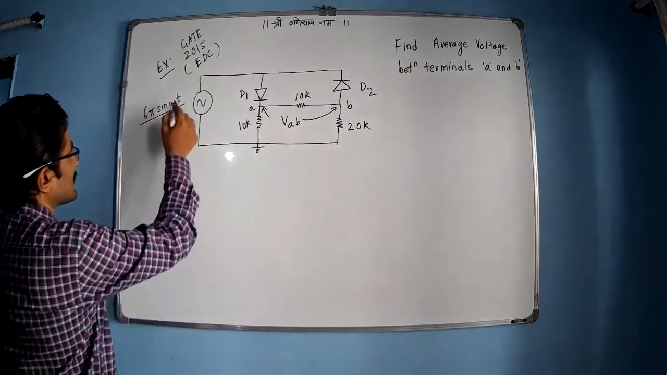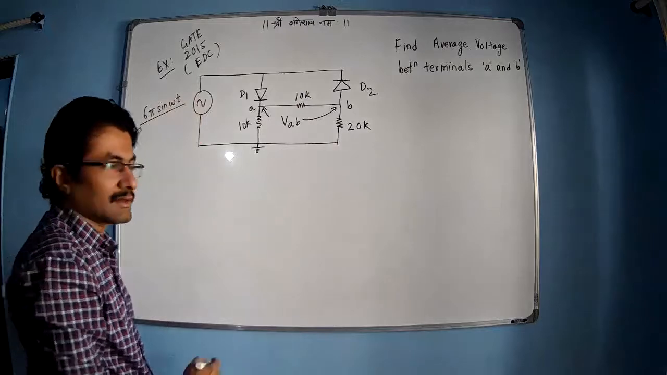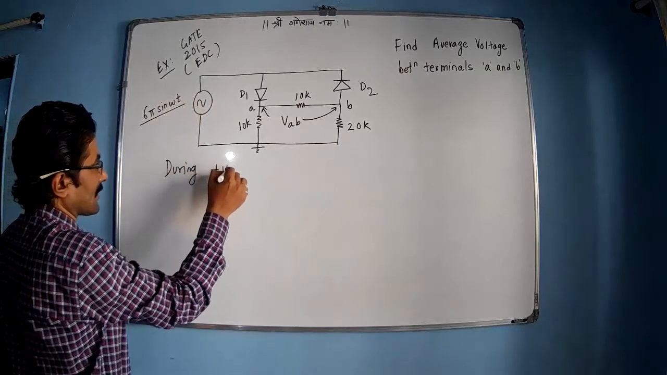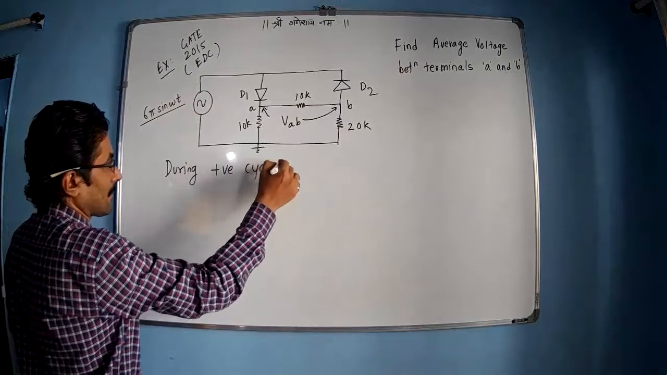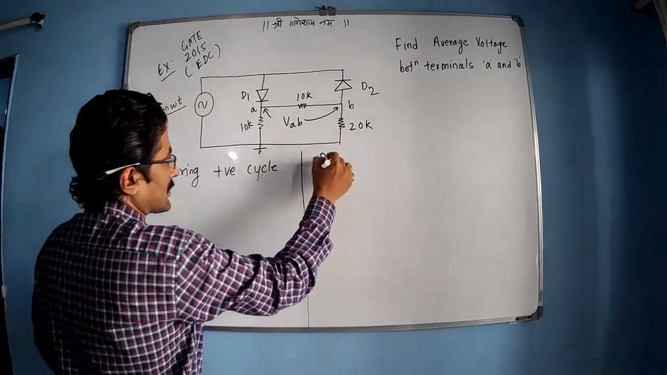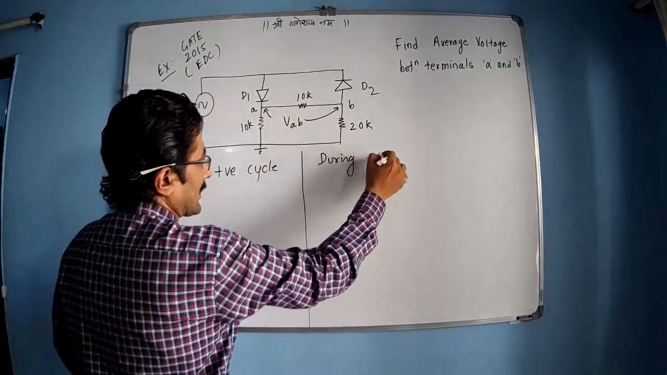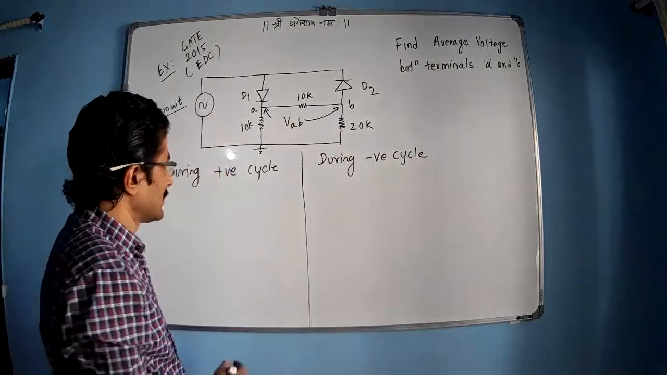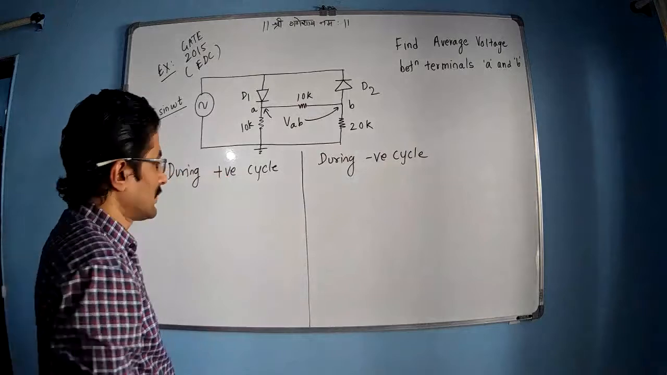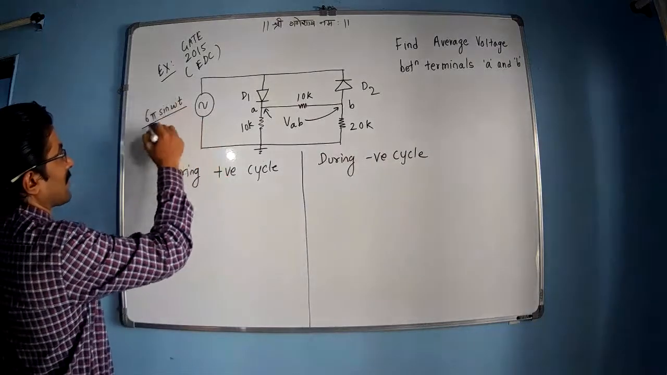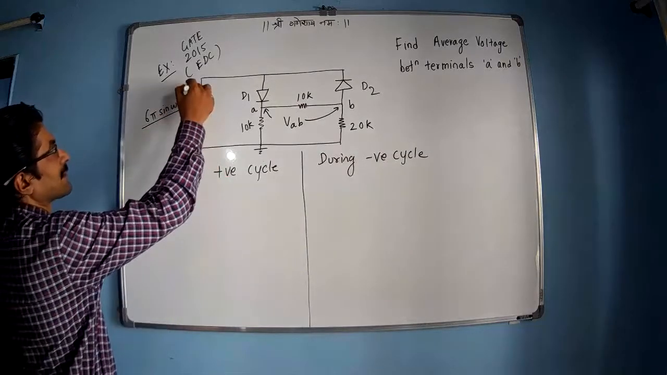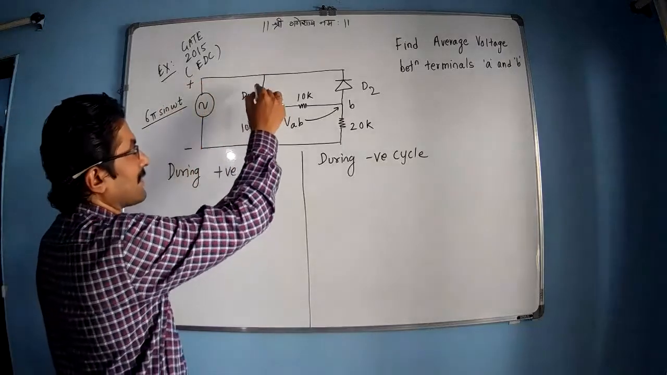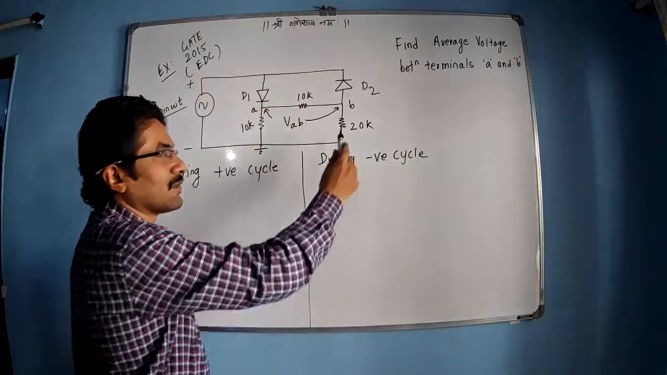First of all, since it is a sinusoidal voltage, we will consider two cycles. During the positive cycle, what is the operation of the circuit, and during the negative cycle, what is the operation of the circuit. First we'll see the positive half cycle. During the positive half cycle of input, this terminal will be positive and this terminal will be negative, so D1 will be forward biased and D2 will be reverse biased.